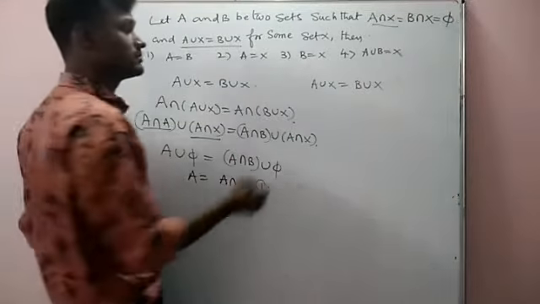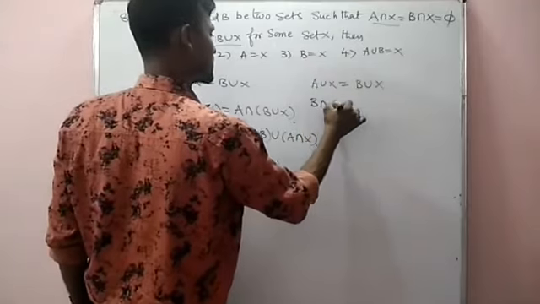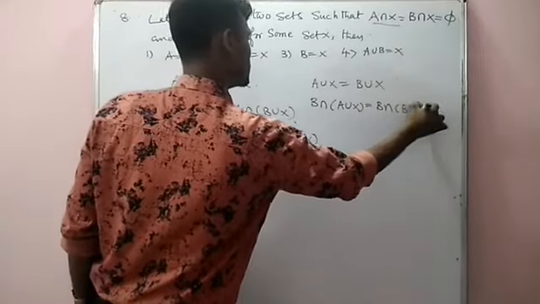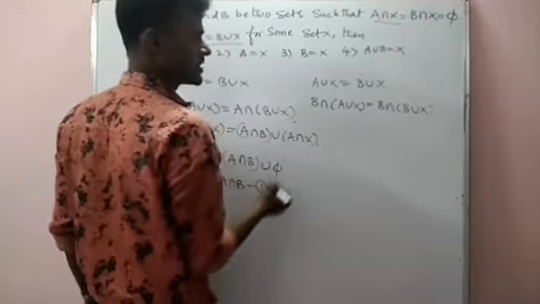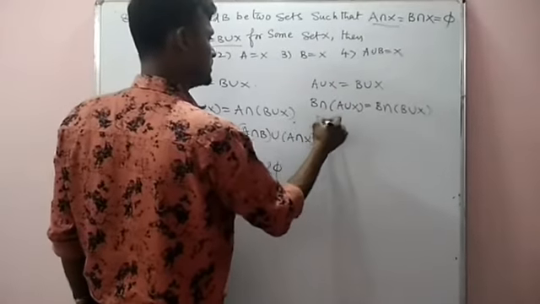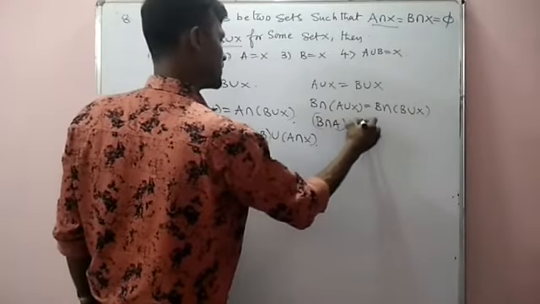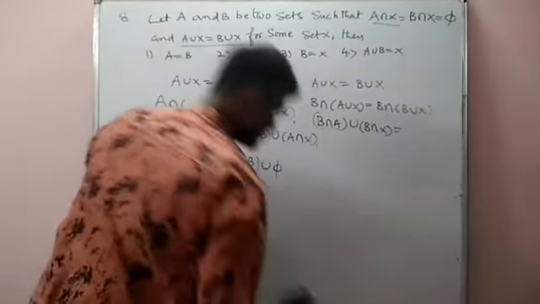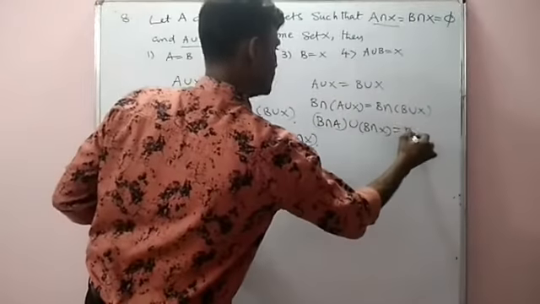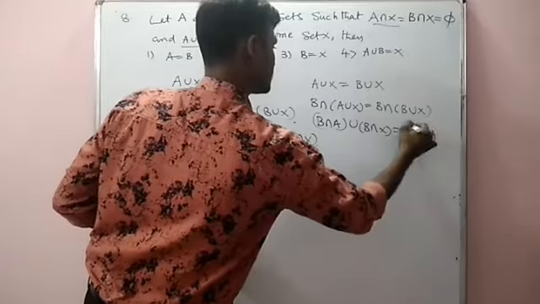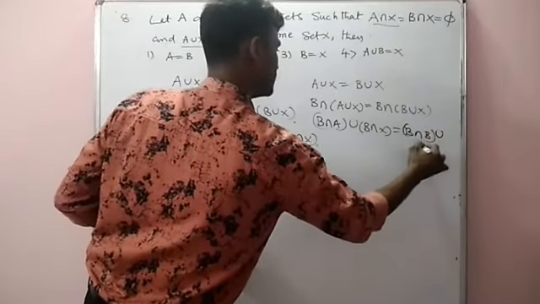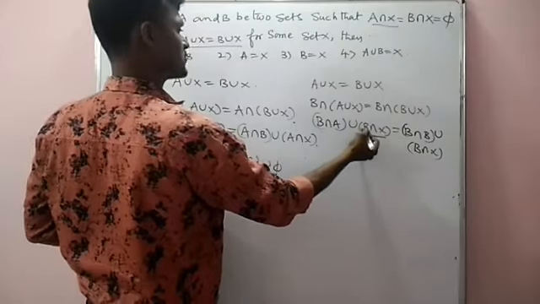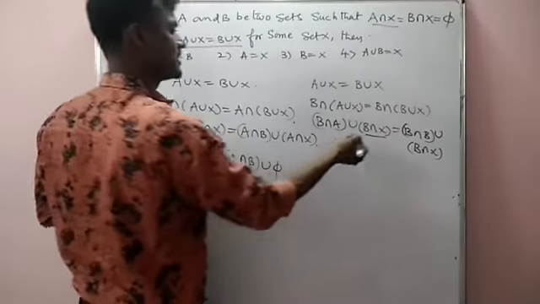Now second one, again I will take A union X is equal to B union X. Now on either side I will take B intersection. B intersection (A union X) is equal to B intersection (B union X). Now apply distributive: B intersection A union B intersection X is equal to B intersection B union B intersection X. Now B intersection X means what? B intersection X means phi.